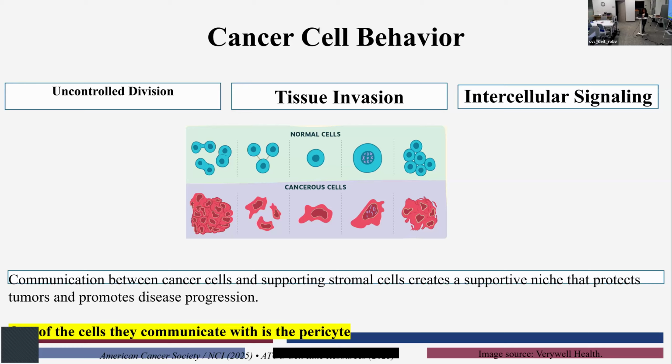And finally, the cancer cells are capable of tissue invasion. As the disease progresses, malignant cells invade nearby healthy tissues and may eventually enter the bloodstream and lymphatic system, allowing them to spread to other parts of the body. One of the surrounding cell types involved in this communication is the parasite, which became the focus of our research.